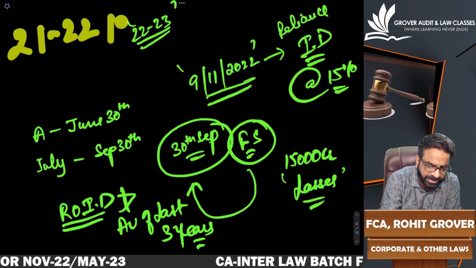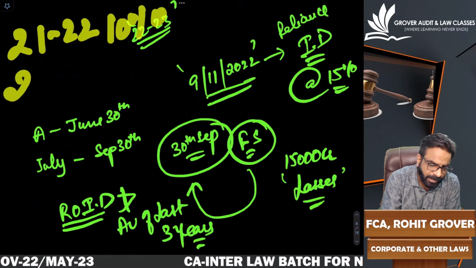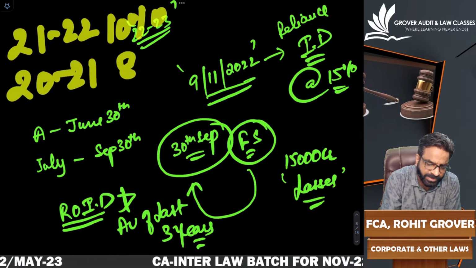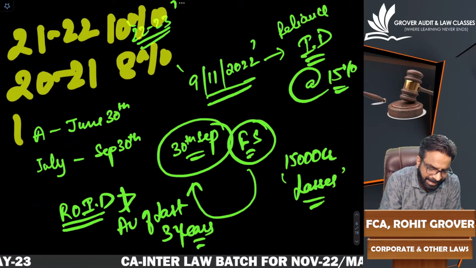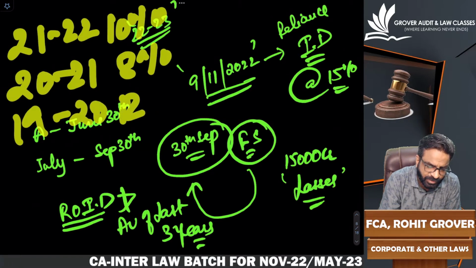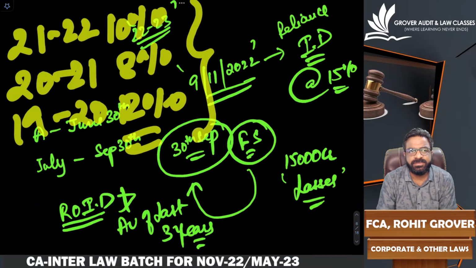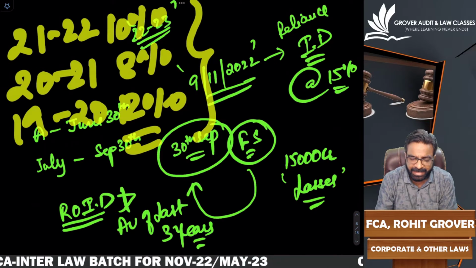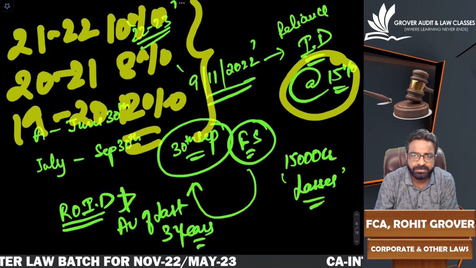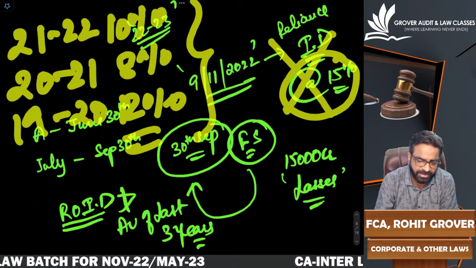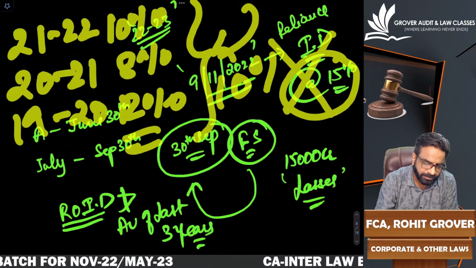In May 2022, it was 10%. In May 2021, it was 8%. And in May 2020, it was 12%. Please tell me, can you do the average of the last 3 years? 10%. Now tell me, can the company declare at 15%? No, sir. The company has to declare a maximum of 10%.